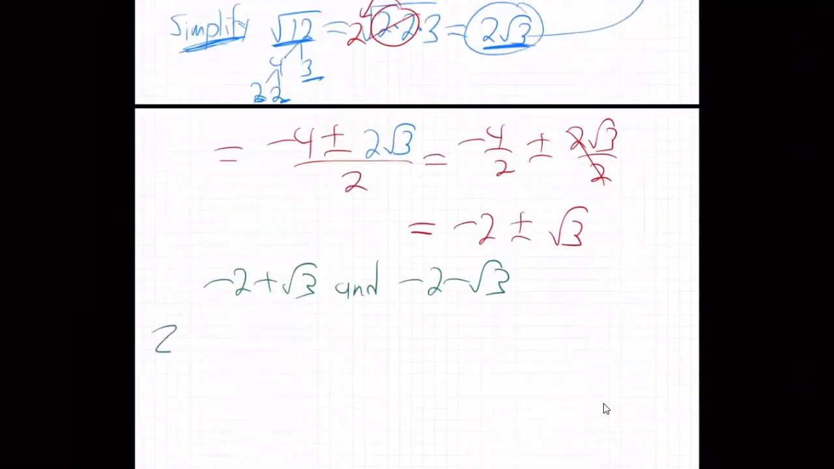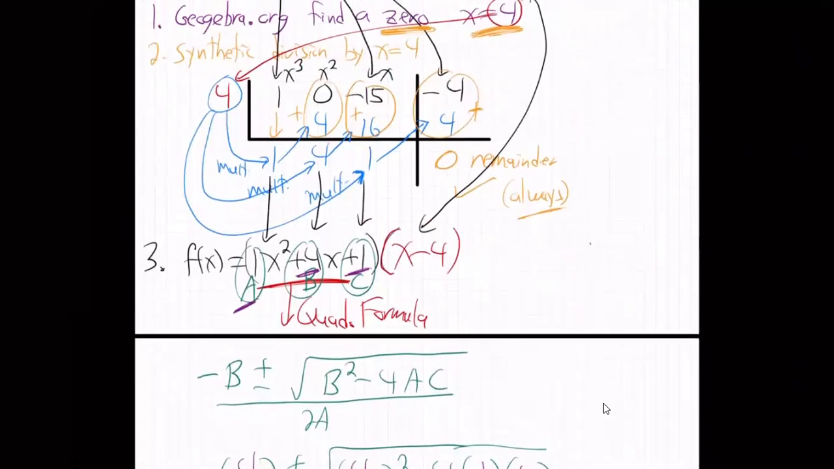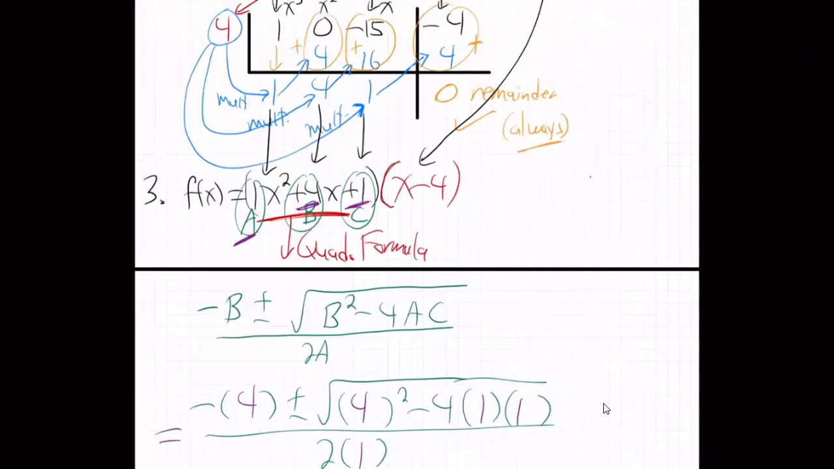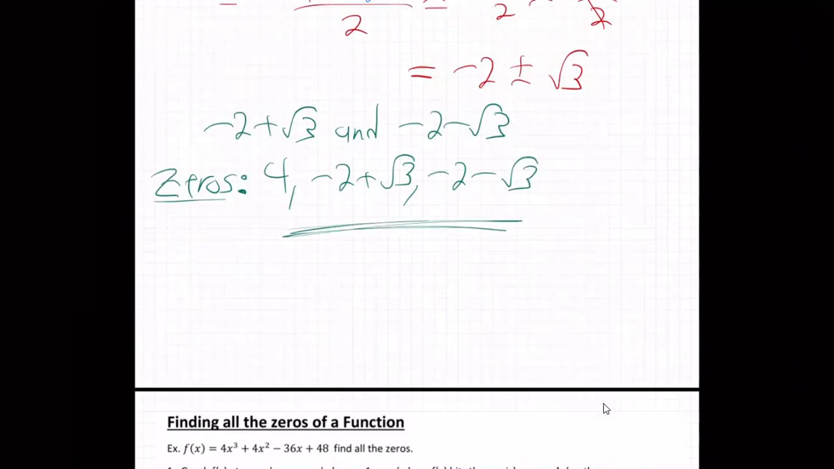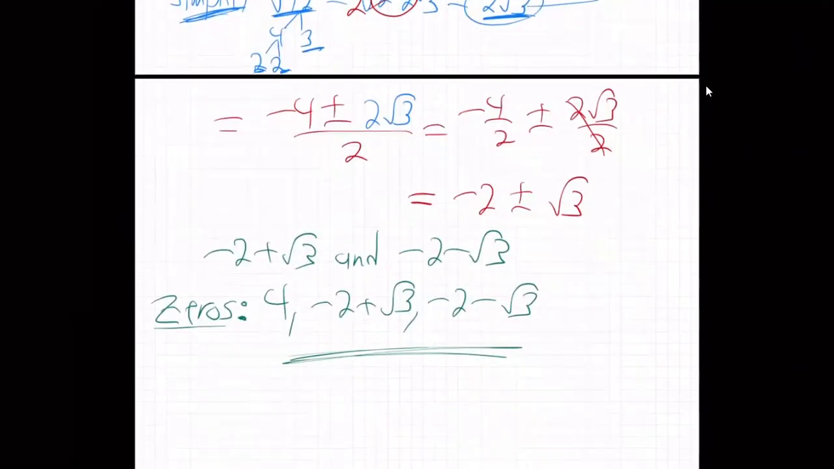So therefore, the zeros, we're done now. What are all the zeros? Well, what was the first zero we got from GeoGebra? It was 4. X is 4. So that's the first one. And then minus 2 plus root 3. It doesn't matter what order you list these in. And then minus 2 minus root 3, separated by commas. And so there we go.